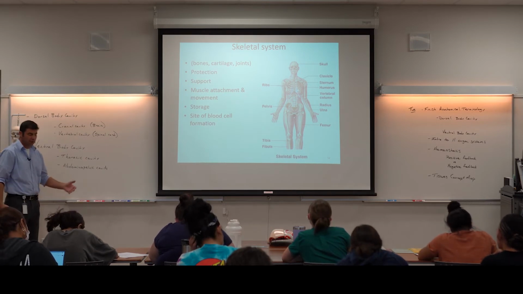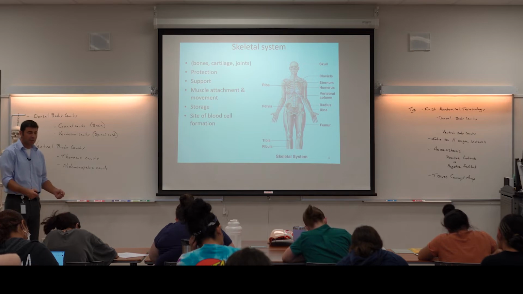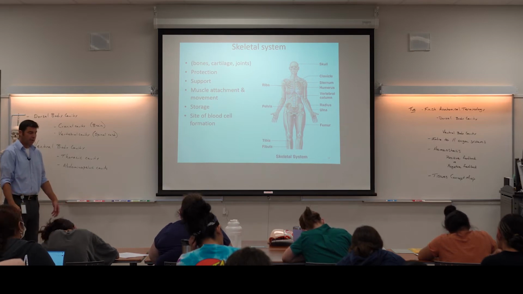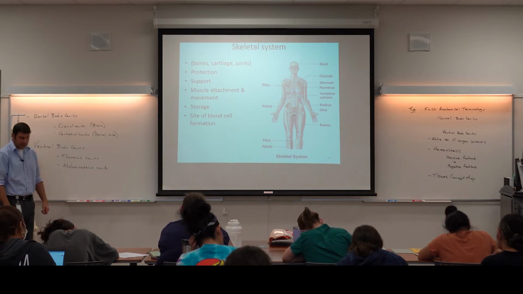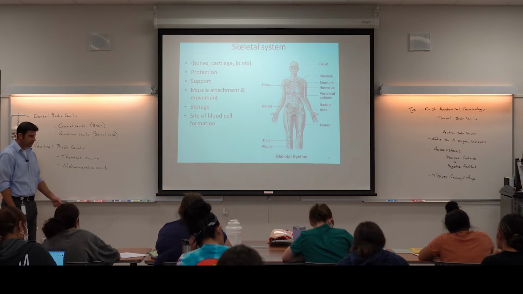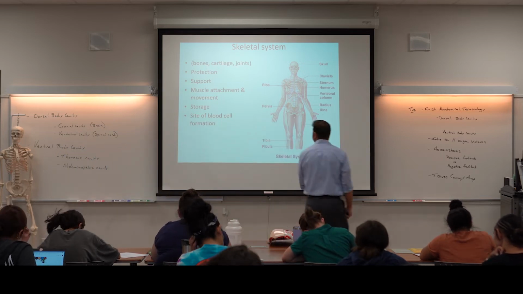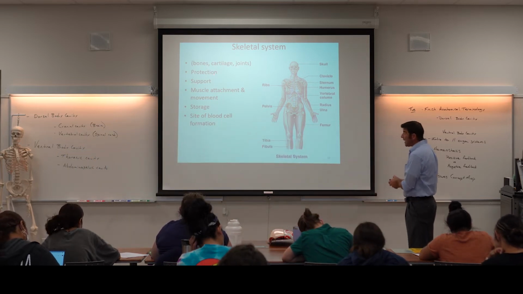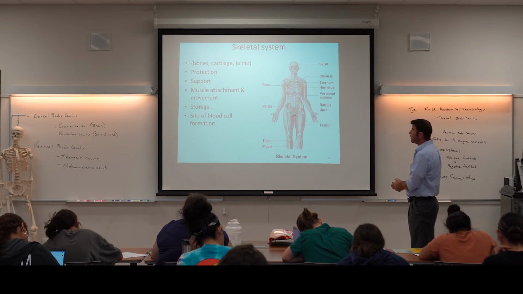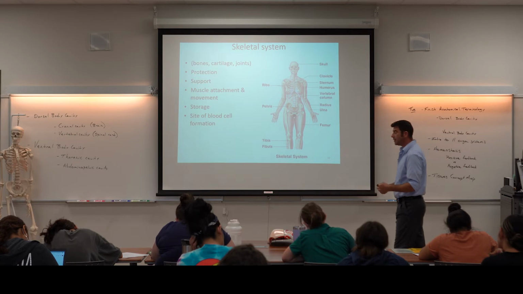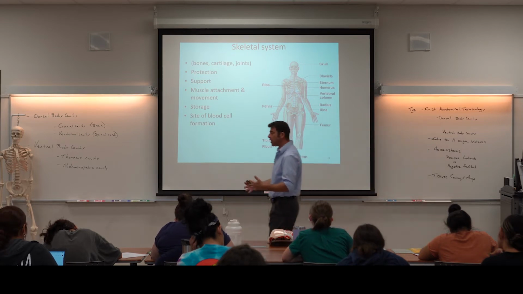If it weren't for the bones acting as levers for my muscles to pull on, I would just be a bag of skin and muscles twitching on the ground. I wouldn't be able to move around as easily. So the bones act as levers to help pull us around. In addition to protection and support, we're going to see that bones store nutrients in the form of calcium and phosphate.